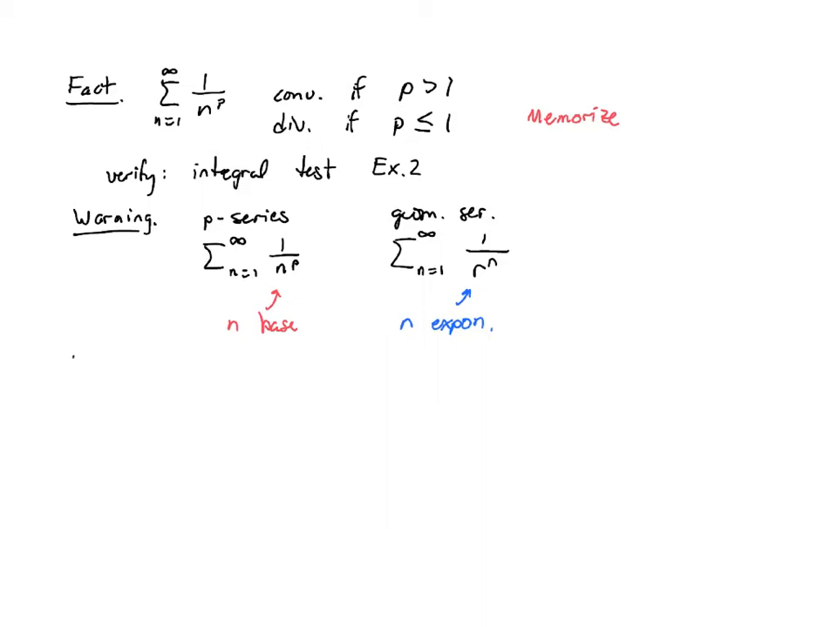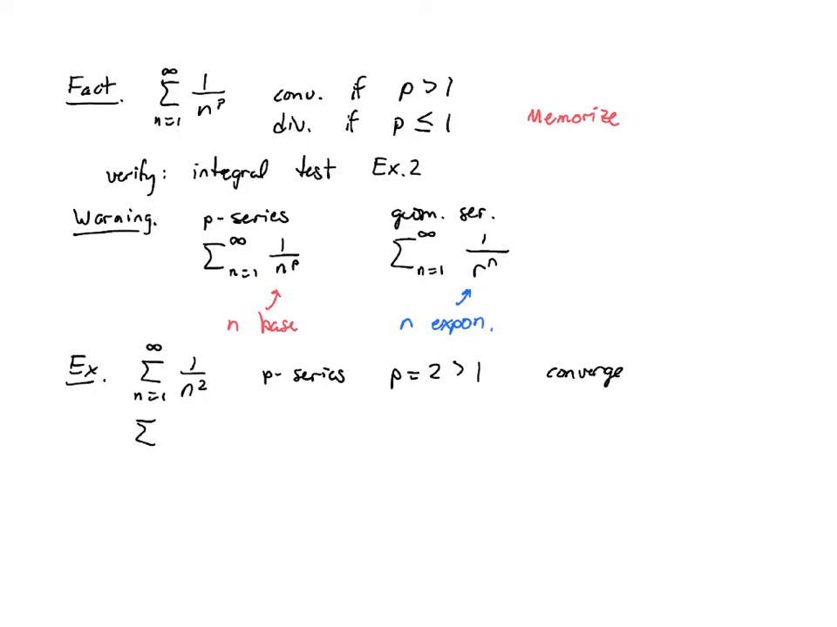So a couple of examples here. For instance, if we want to look at the summation n equals 1 to infinity of 1 over n squared, this is a p-series with p equals 2, which is greater than 1, so I know that this series converges.